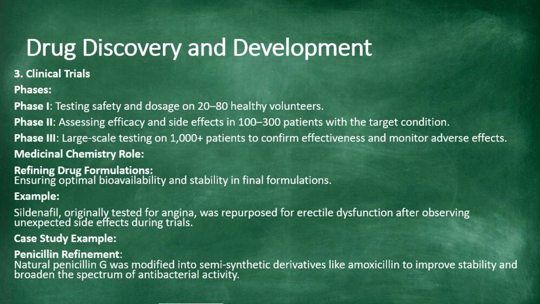Clinical trials. Let's talk about the most publicized phase, clinical trials. This is where the drug is tested on humans and is divided into three phases. Phase 1 tests safety and dosage in a small group of volunteers. Phase 2 evaluates efficacy and side effects in patients with the target condition. Phase 3 involves large-scale testing to confirm the drug's effectiveness. Medicinal chemists play a critical role here by refining drug formulations to ensure optimal bioavailability and stability.